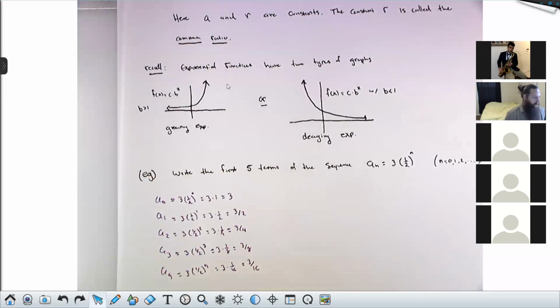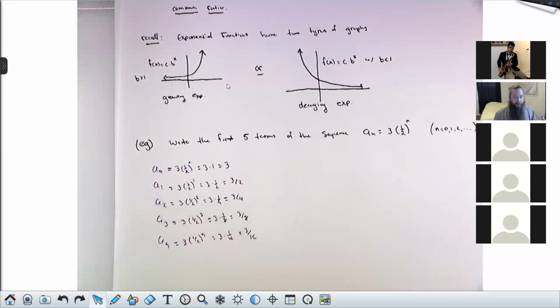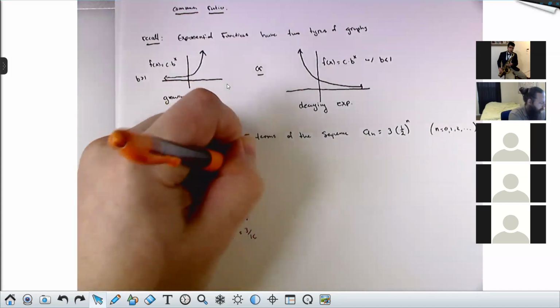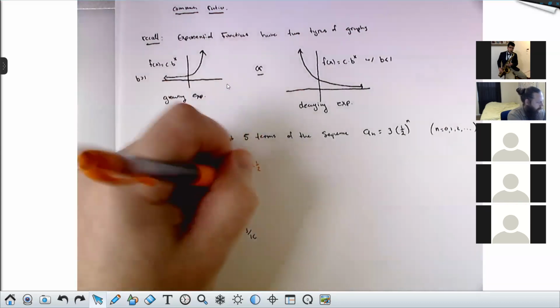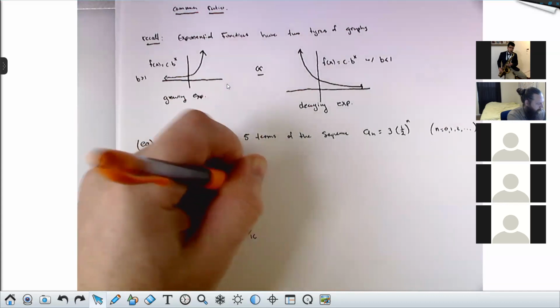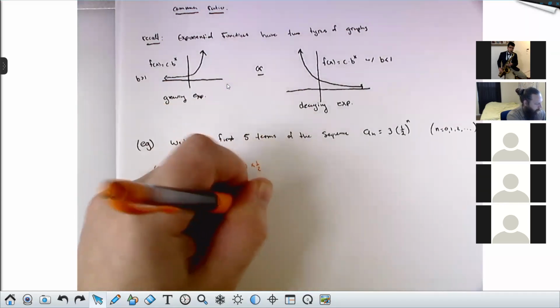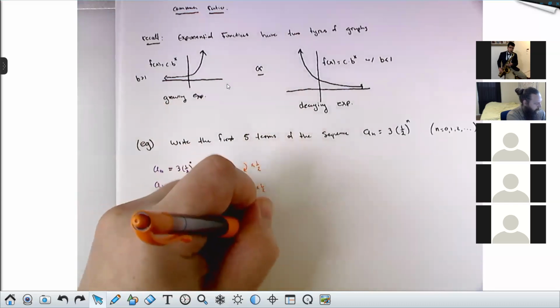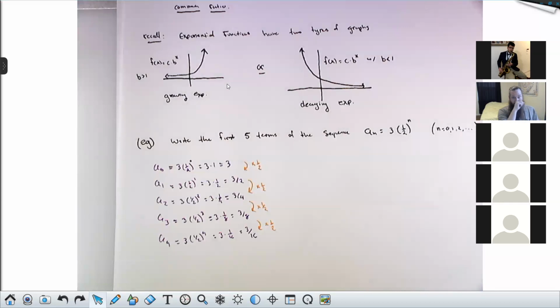And observe that to go from one term to the next term, we're multiplying by a constant. This is the other way to define what a geometric sequence is. To go from here to here, you multiply by 1/2. To go from here to here, you multiply by 1/2. To go from here to here, you multiply by 1/2. And to go from here to here, you multiply by 1/2. So that number 1/2 is the common ratio.